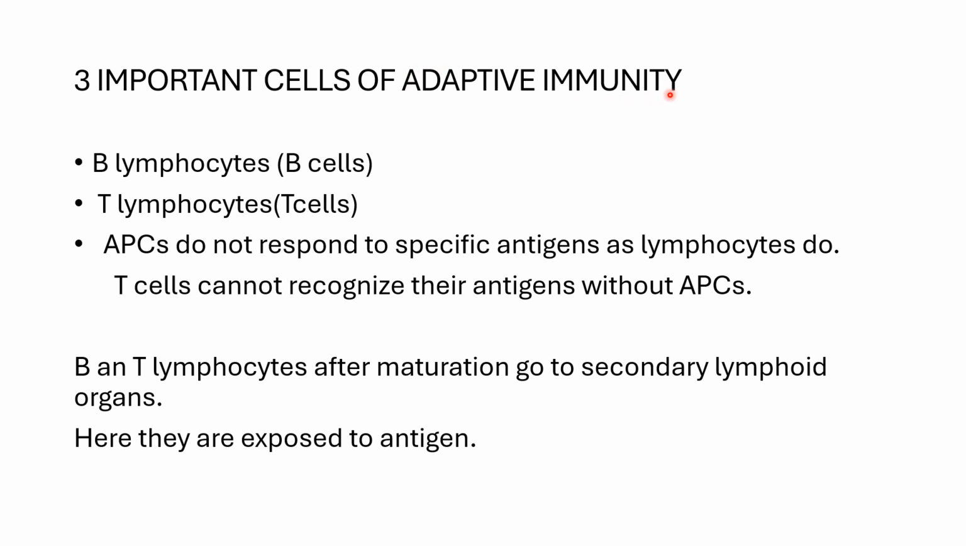In the adaptive immunity, there are three important cells: B lymphocytes, T lymphocytes, and antigen presenting cells. Antigen presenting cells do not respond to a specific antigen as lymphocytes do. And T cells cannot recognize their antigen without an APC. So T cells are really spoiled. They need MHC to recognize the antigen, and they also need an APC to present the antigen to them.